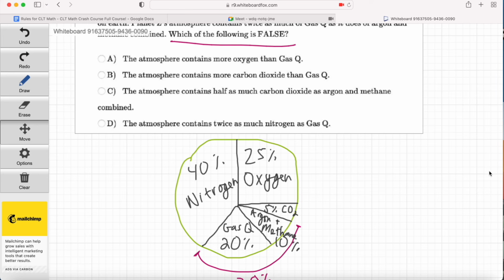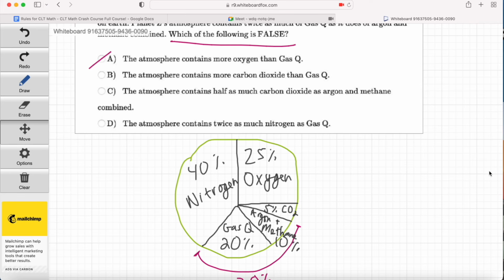So there's going to be 3 true statements and one that's, well, false. Let's test these. Go ahead and read answer choice A for us, please. The atmosphere contains more oxygen than gas Q. Okay, is that true or false? That's true. It's 25% oxygen, 20% gas Q, so that's true. And strangely, because it's true, we can get rid of it, because we're looking for the false one.